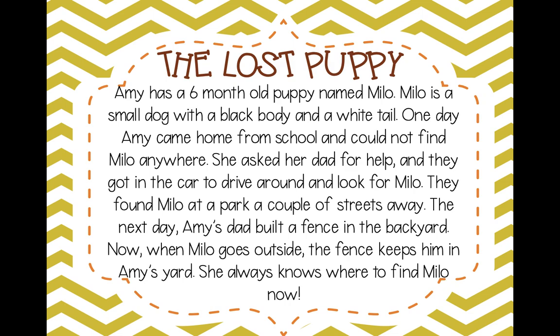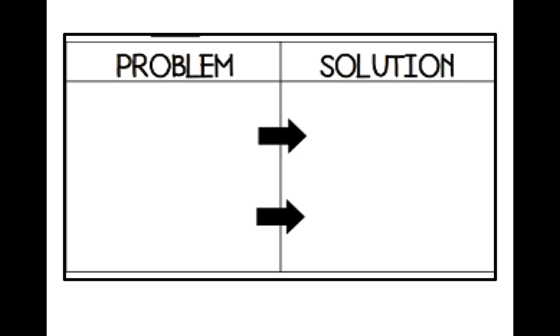Okay, now let's look at this passage. In this passage, there are 2 problems. What do you think those 2 problems could be? And then there are 2 solutions. Okay, so let's make a chart. So the first problem, what do you think the first problem could be? Yes, Amy couldn't find her dog Milo. That's the first problem.